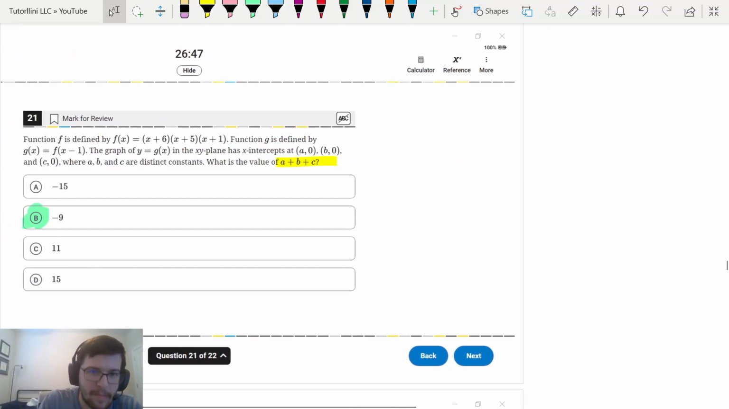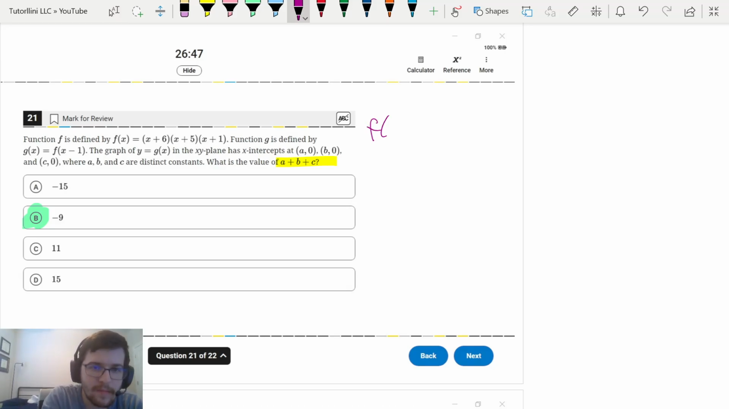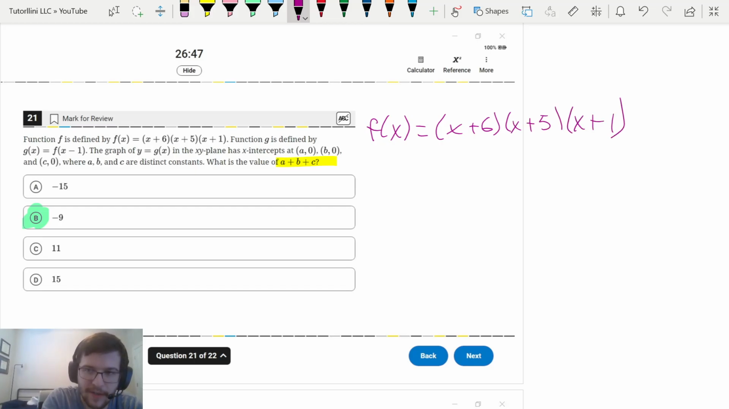So first you can find the x-intercepts of f of x just by looking at the factored form. So you're going to set each of these factors equal to 0. So x plus 6 equals 0. That gives you -6 comma 0. -5 comma 0 is the other one. And then -1 comma 0 is the other one.